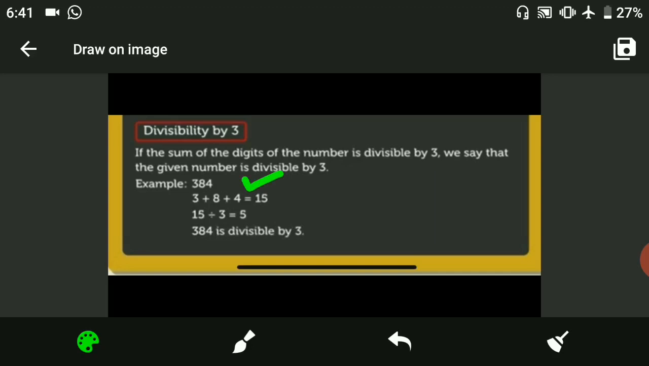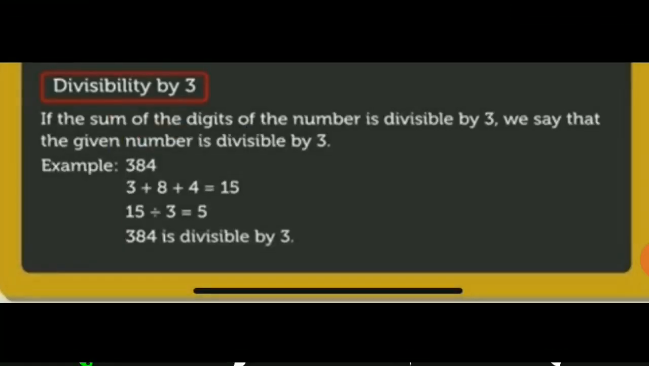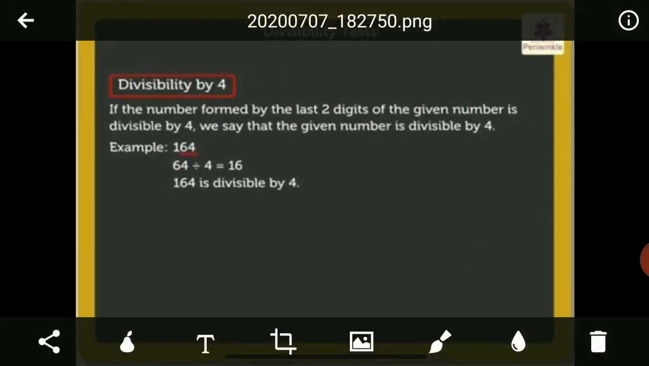Now in 384, there are 3 digits given: one is 3, one is 8 and one is 4. I will add all these digits. When I add them, I get 15. So does 15 come in the 3 table? Yes, because 15 is a multiple of 3, because in the 3 table 15 comes. So we can say that 384 is divisible by 3. Clear?